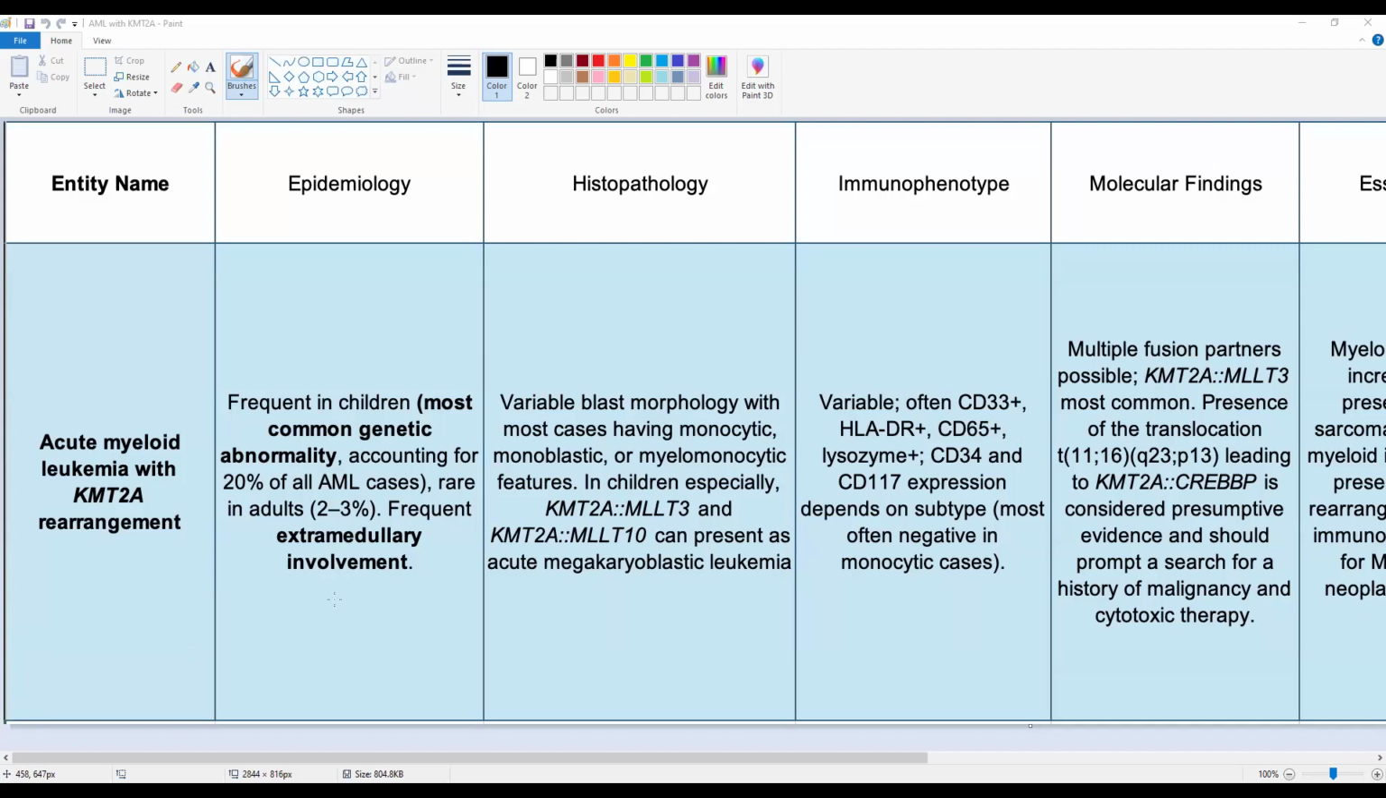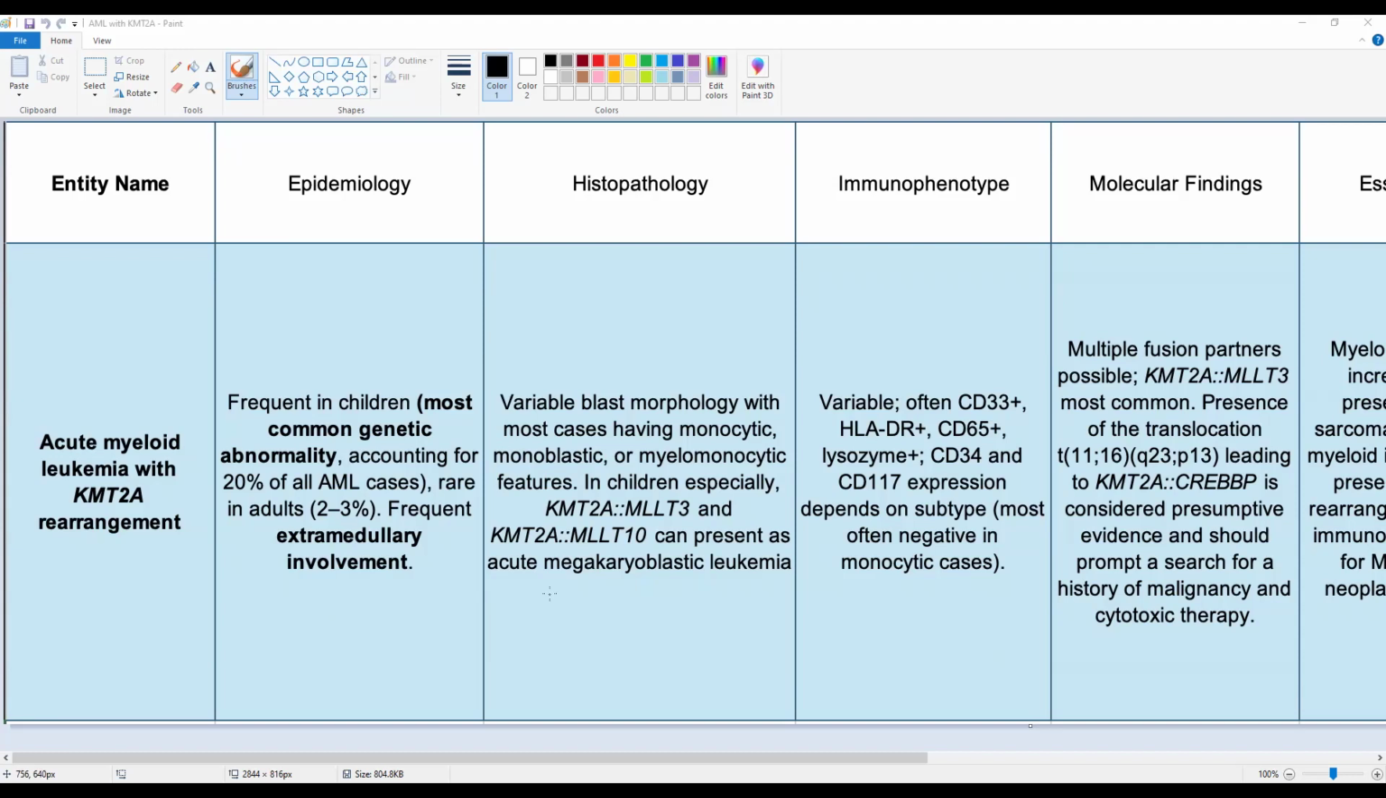However, in children, it is the most common genetic abnormality, accounting for about 20% of all acute myeloid leukemia cases, with the frequency being or exceeding 50% in infants. In adults, they can present with either leukopenia or leukocytosis. However, in children, most cases present with hyperleukocytosis. Extramedullary involvement manifesting as gingival hypertrophy or skin lesions is common in this acute myeloid leukemia.